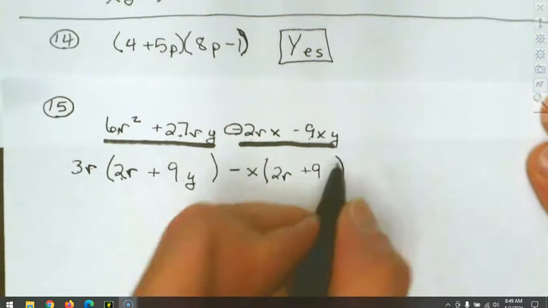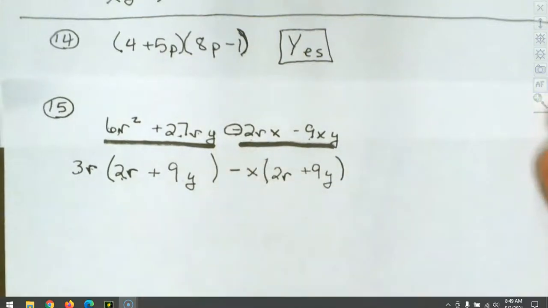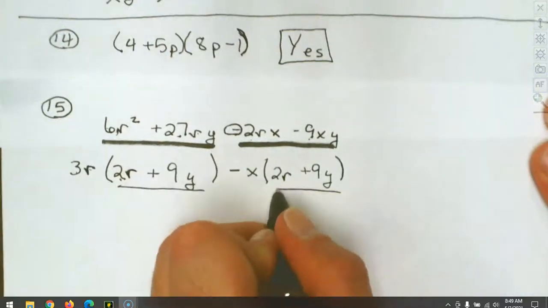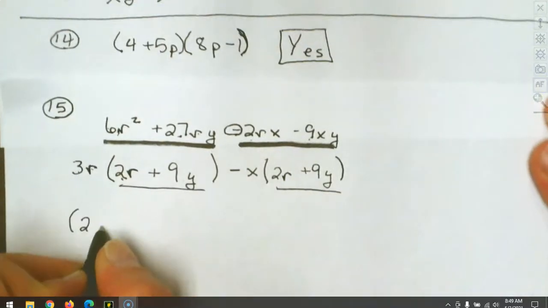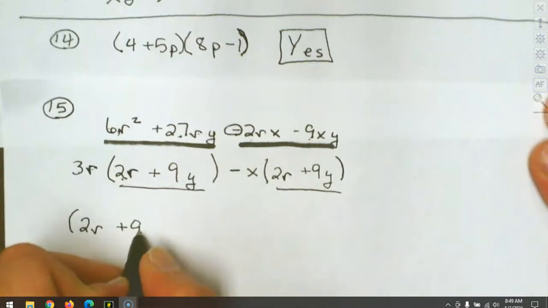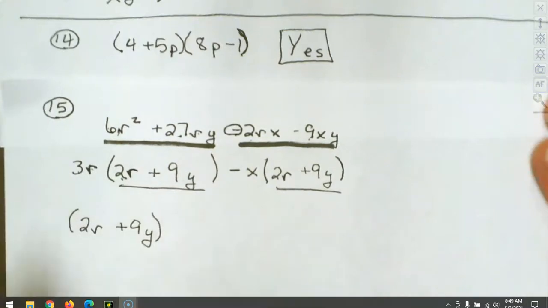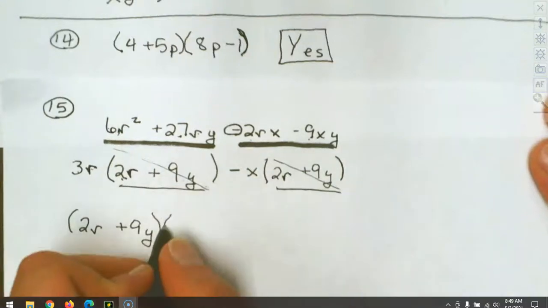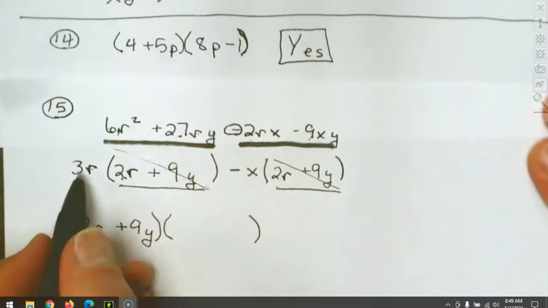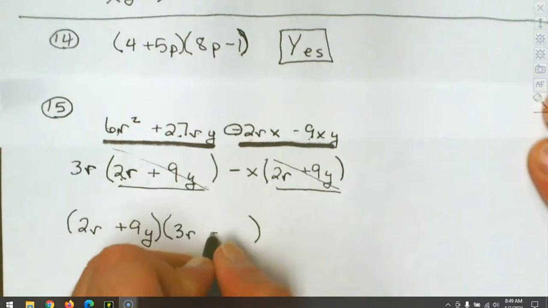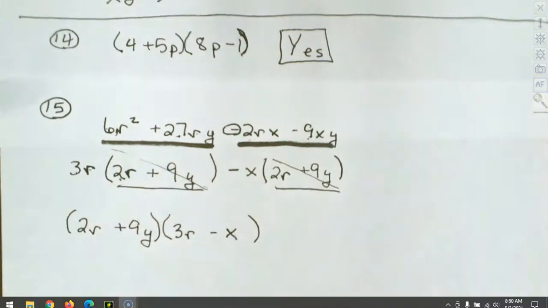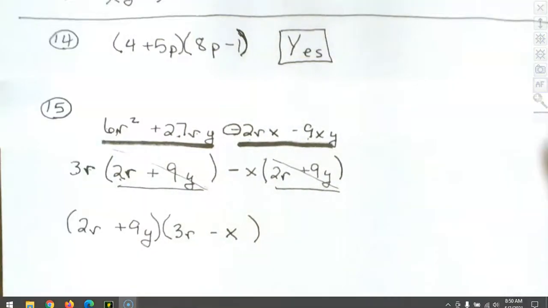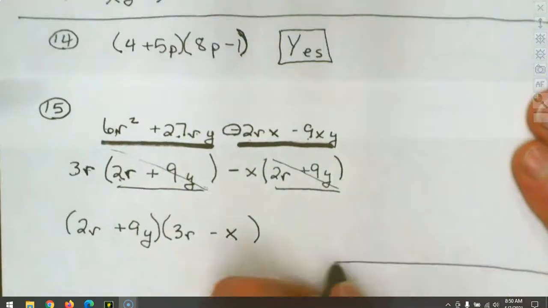The x came out. Y. Are my groupings the same again? Yes, they are. So that could come out as 2r plus 9y. What do we do next? Cross them out and write what's left over. So what's left over? 3r minus x. And that's going to be your final finished answer.